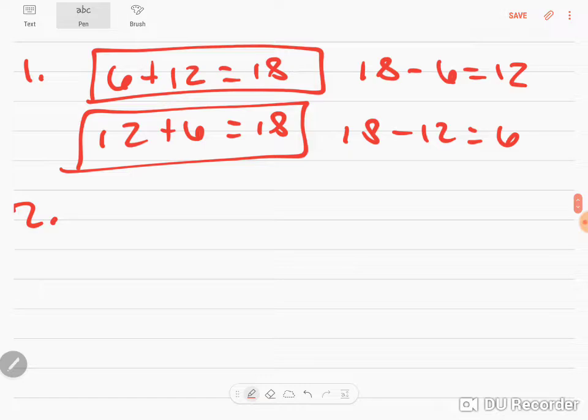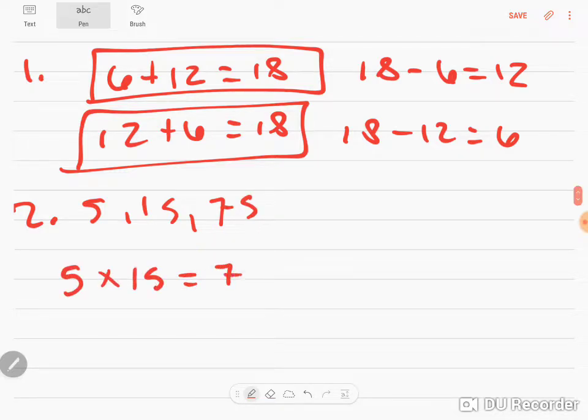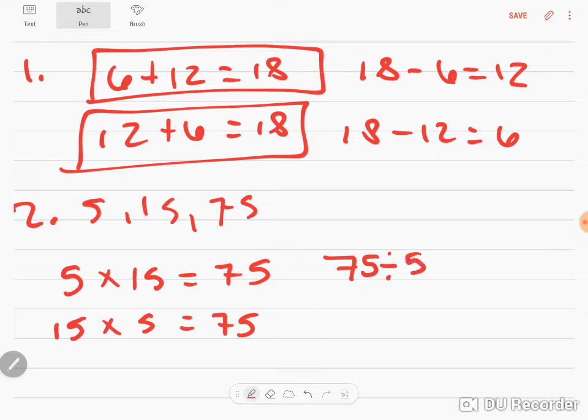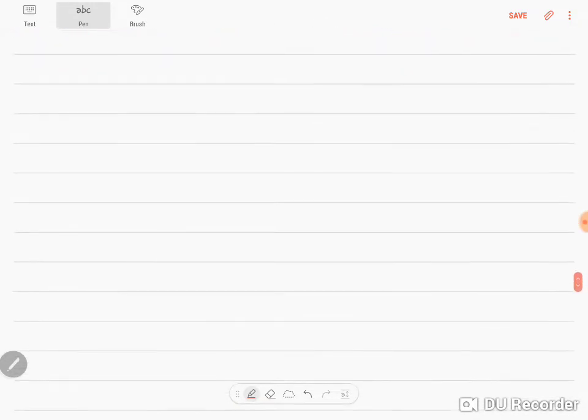Number 2. Use these numbers, all right? It's the same thing, but we're doing it with multiplication. We have 5, 15, and 75. 5 times 15 equals 75. 15 times 5 equals 75. 75 divided by 5 equals 15. 75 divided by 15 equals 5. All right, let's move on.